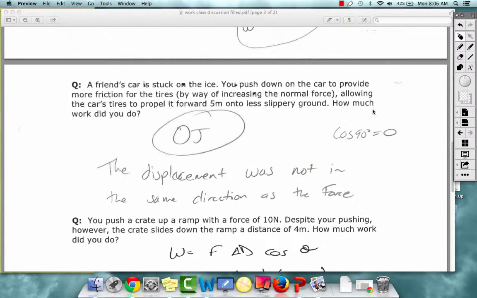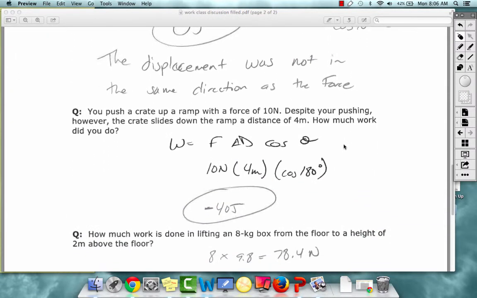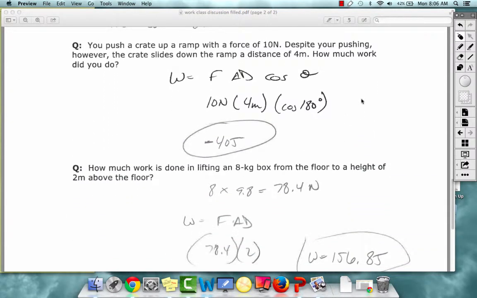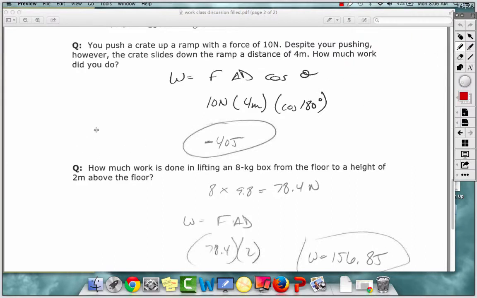All right, so that's an example of when work might not be done. Okay, let's take a look at another example. You push a crate up a ramp with a force of 10 newtons. Despite your pushing, however, the crate slides down the ramp a distance of 4 meters. How much work did you do? I'm just going to draw a real quick ramp here. Here's a box. You're pushing with some force of 10 newtons.